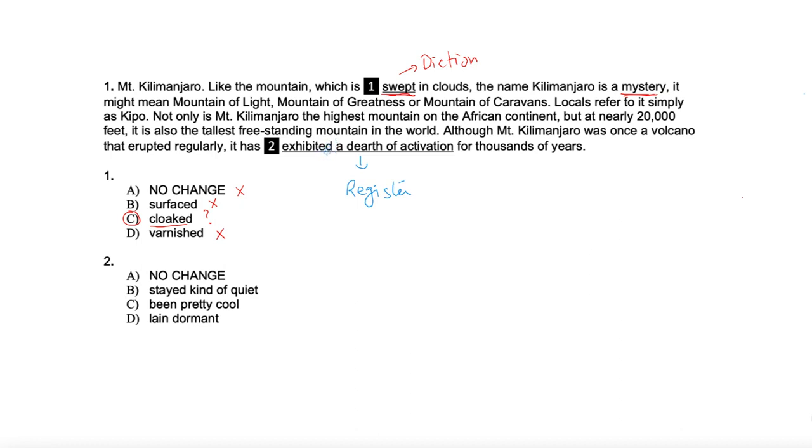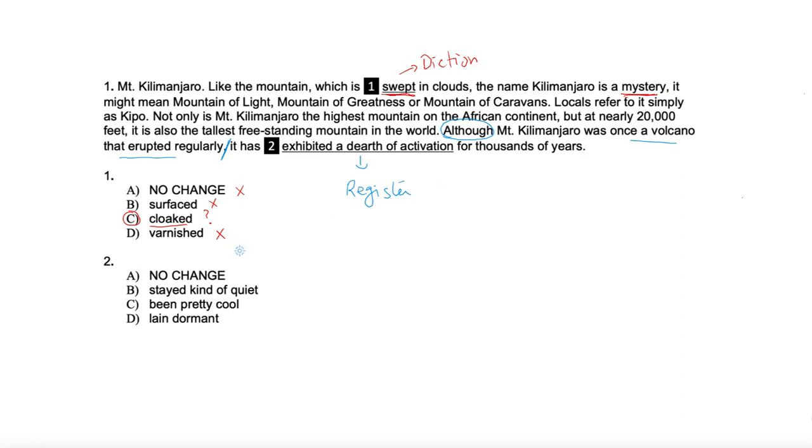Now, the second thing that you need to identify is, what do we have to do over here? What's the structure? What's the meaning of the sentence? And the clue that we are getting over here is this word, very important. Now, how is this a clue? Let's have a look. Although Mount Kilimanjaro was once a volcano that erupted regularly, just stop over here. It means that once it was a volcano that erupted regularly, but now that's not the case. So we need a word or a phrase that represents the opposite of this, that it once erupted regularly, but now it doesn't happen that often. So you see, this word is basically telling us the relationship.